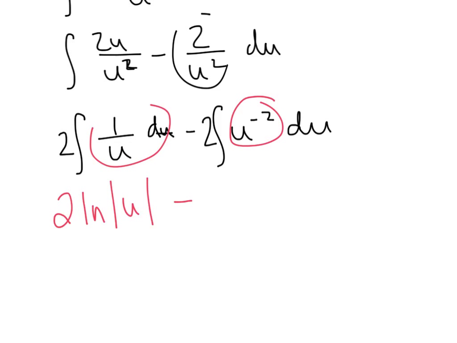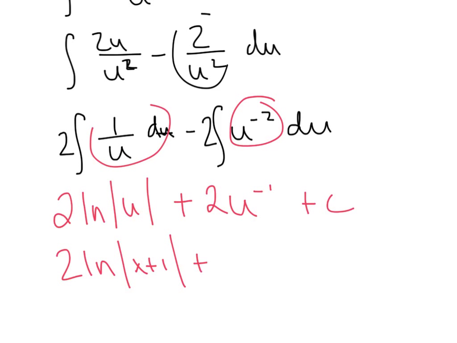We're going back to the old power rule, where we're going to add 1 to the exponent, and then we're going to divide by the new exponent, thus making this a positive 2. Then we'll throw on our plus c. We'll rewrite everything in terms of x. And going back to the original problem, I believe x plus 1 was our u, and we've got 2 all over x plus 1 plus c.